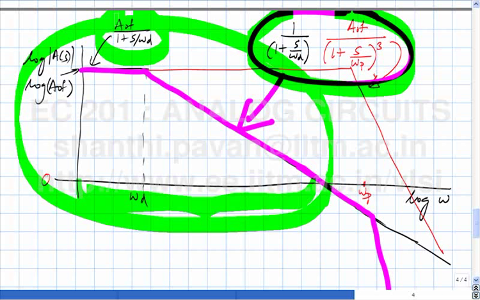Is that clear? Alright, so why am I so harping in this region where A naught F is greater than 1?